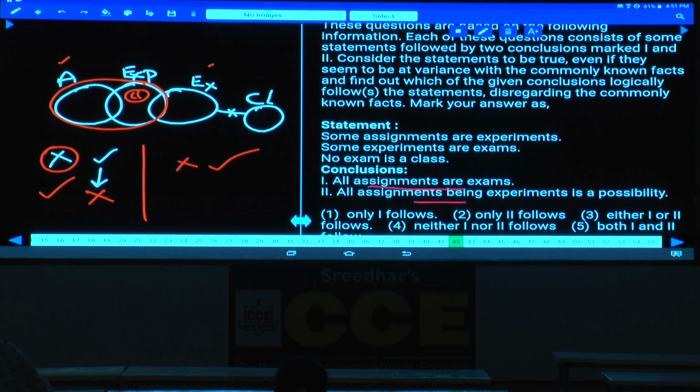Then what is your answer here? Only conclusion 2 follows. It is choice 2, question 42.